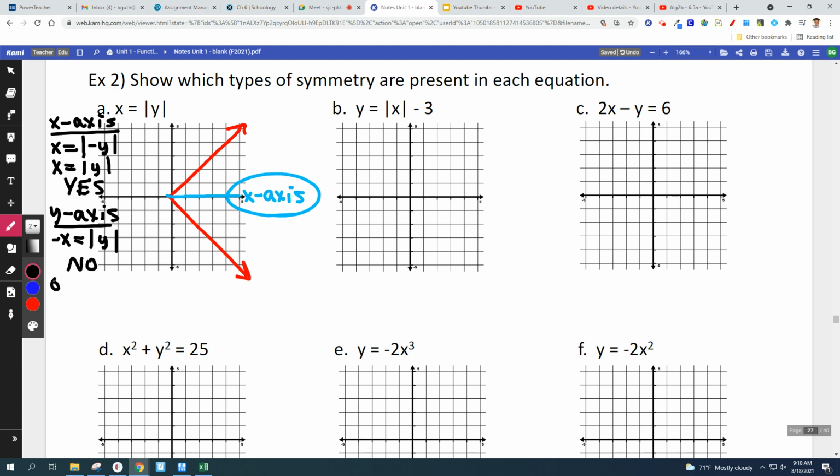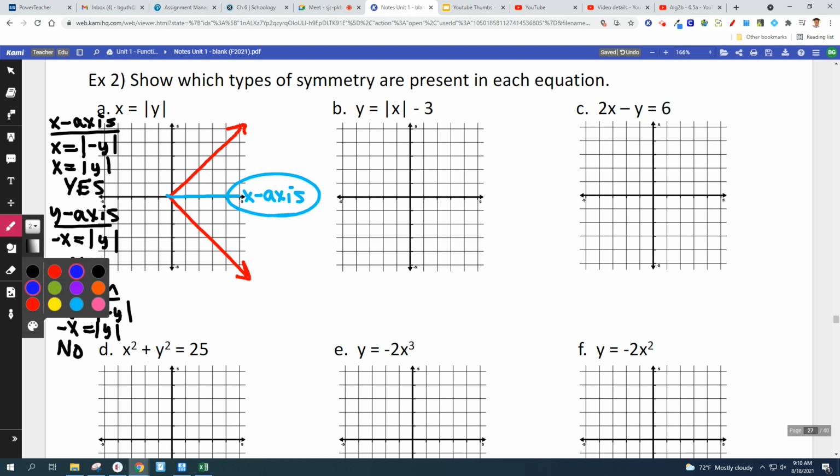For origin symmetry, you would flip both of them. Negative x equals absolute value of negative y. Well, absolute value of negative y is y, so, I'm sorry, negative x equals absolute y. That's a no. Okay. Nobody likes doing that, but graphing isn't too bad. If you look at the graph, it's not nearly that bad.